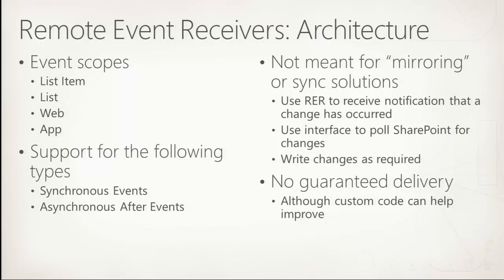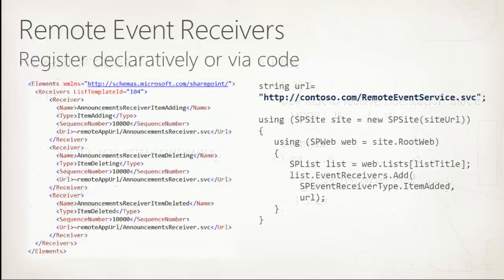All right. So there's two ways to register your remote event receivers. This is similar with normal event receivers. There's the declarative way, which you see on the left-hand side: what's your event receiver, what event is it listening to, and what order does it get fired. And then you'll notice that there is the service that it actually calls, and that's the main difference as opposed to referencing an assembly that you would see normally.